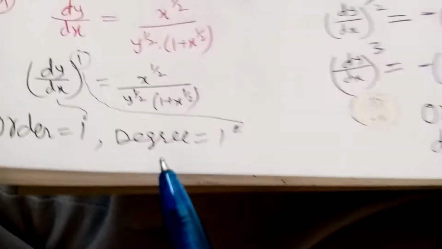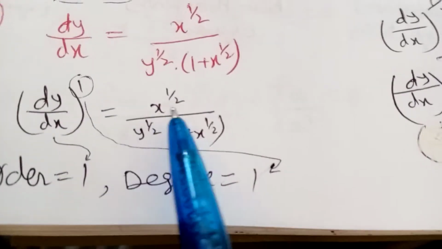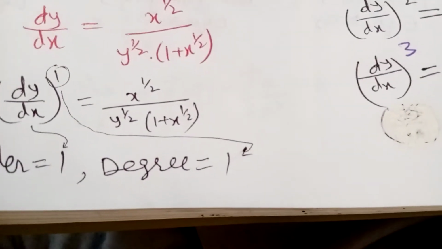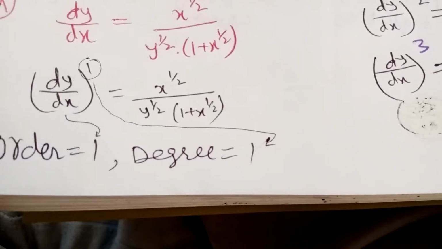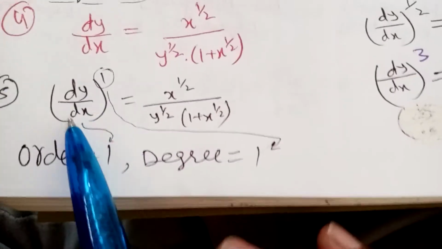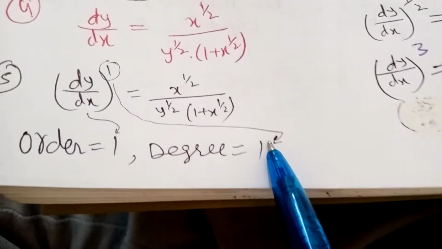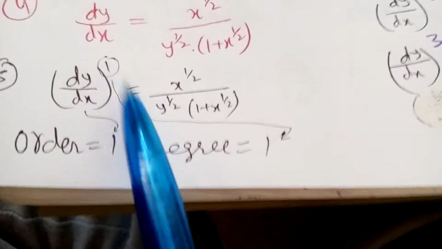Next question, dy/dx power 1 is equal to x^(1/2) by y^(1/2), 1 into 1 plus x^(1/2). See here dy/dx only. So order is 1 and degree is 1. Order 1, degree 1.